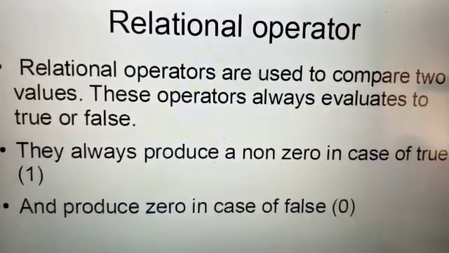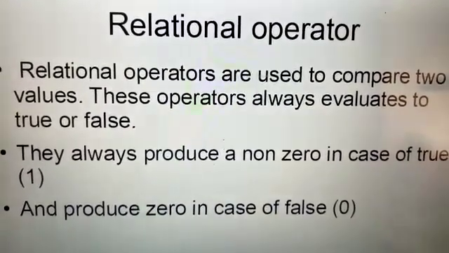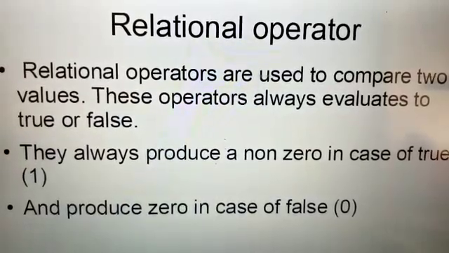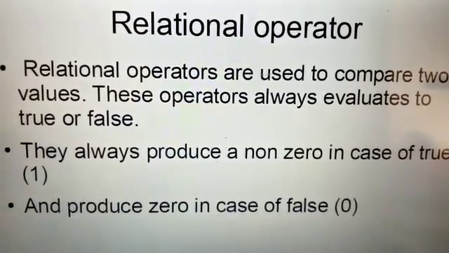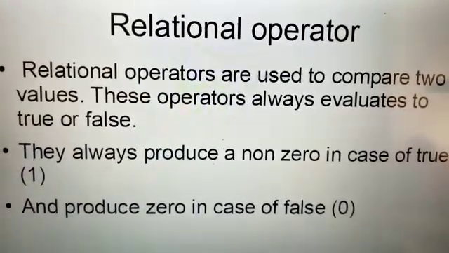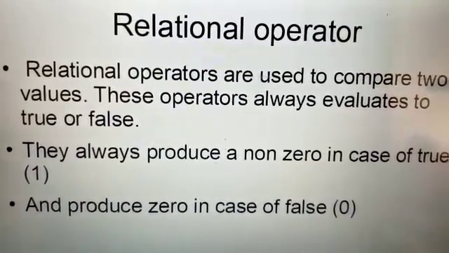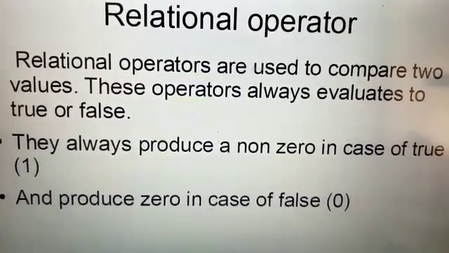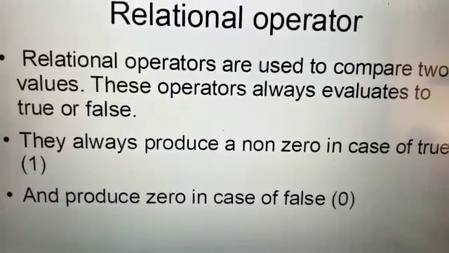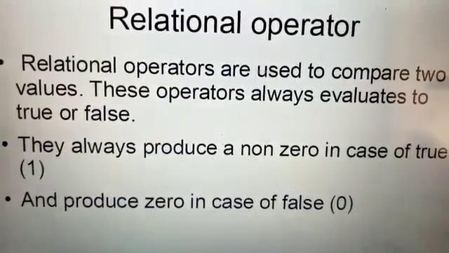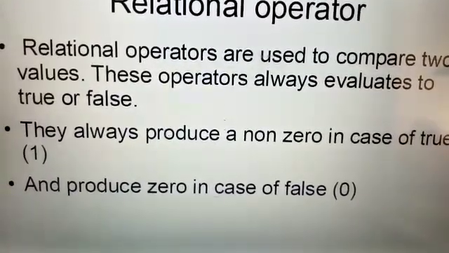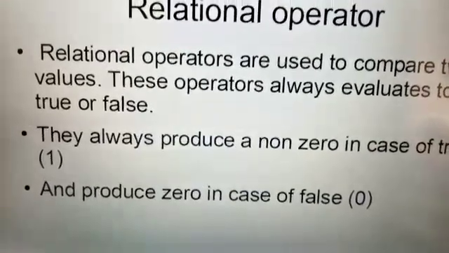Relational operators are used to compare two values, two numbers. These operators always evaluate to true or false, true relating to 1 and false relating to 0. They always produce a non-zero value if the expression is true. So these operators produce 1 in case of true, and in case of false they produce a 0.